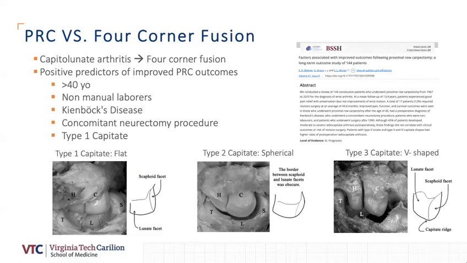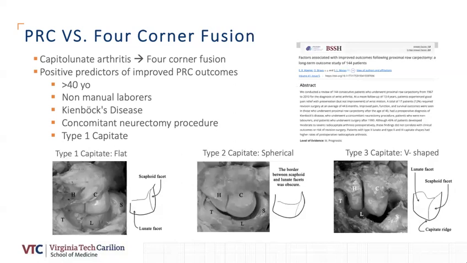Then there was a paper that looked at what positive predictors were shown to have improved PRC outcomes. What they found were that patients over 40 years old were shown to have better outcomes with PRCs. Again, that's the same idea coming back to that there's potentially more long-term arthritic changes associated with the PRC. So if they're older, they have less axial load constantly applied to that. And likely non-manual laborers, same results. And then also, interestingly, they found that a type 1 capitate predicted a better PRC outcome. And these types of capitates were described in a separate paper and used here.